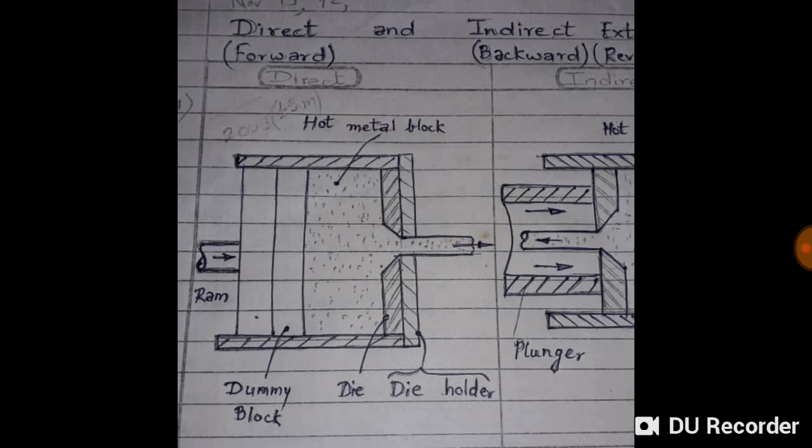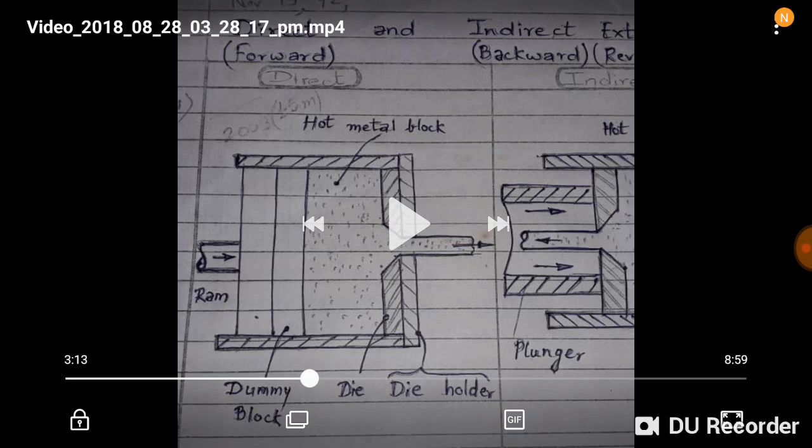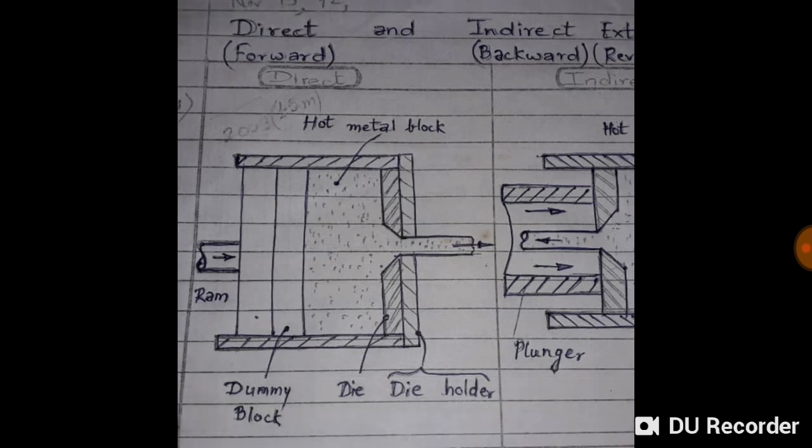As you can see, in other processes molten metal is used, but here the metal block itself is kept. This is a hot metal block, and then you have a dummy block, and then there is a piston which pushes the dummy block, and the dummy block pushes the hot metal block, and then based on the hole size or the aperture in the die holder, the output takes the shape. So this is extrusion process.